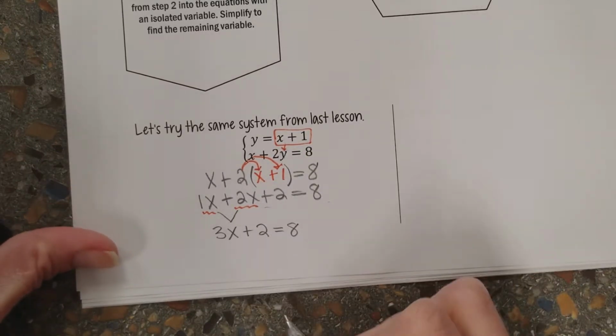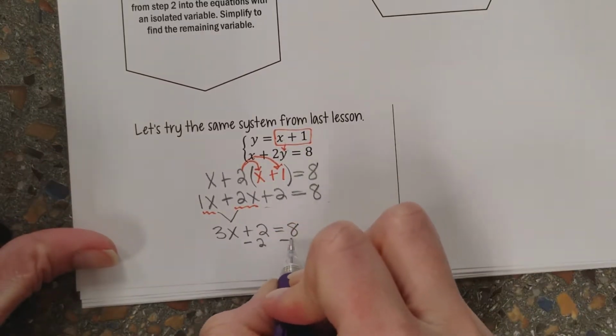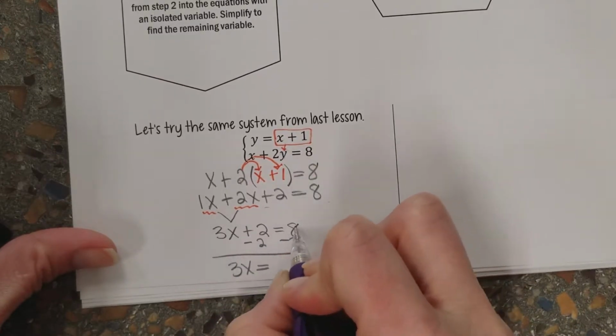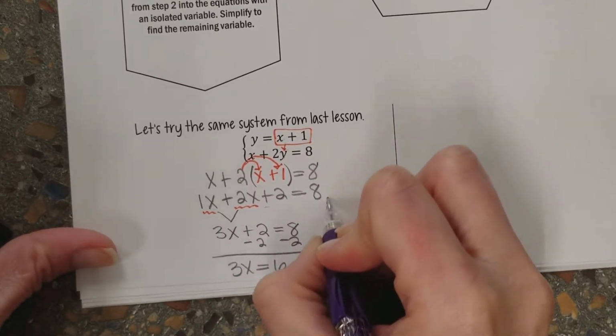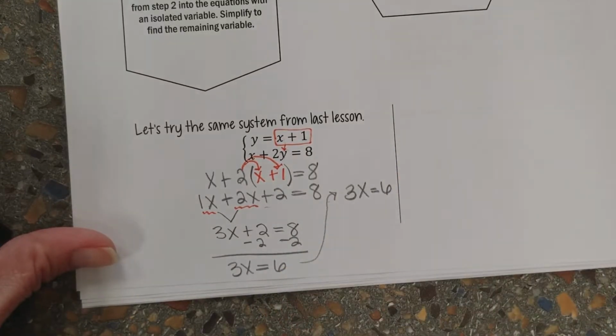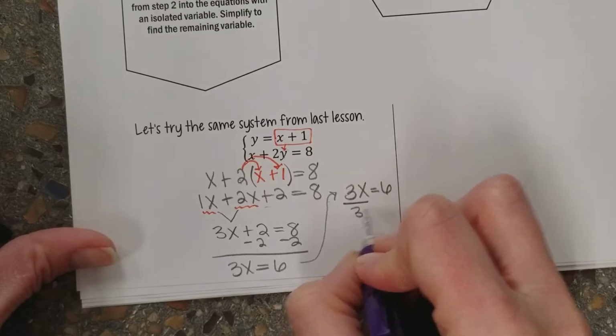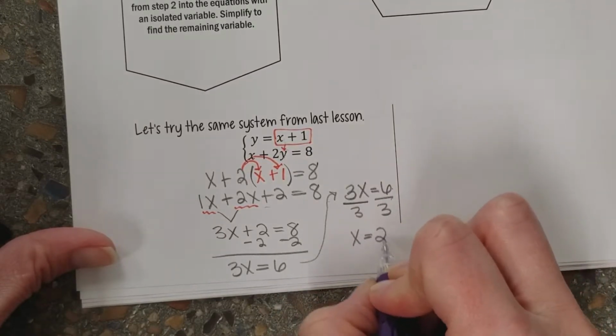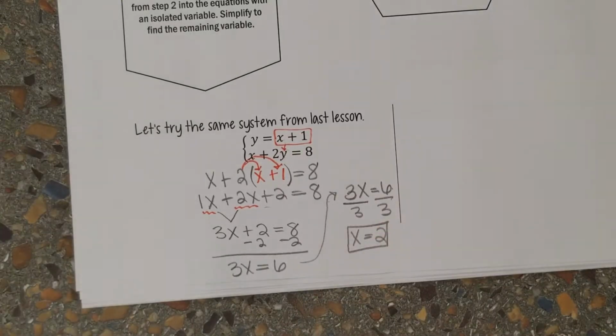In order to do that, we're going to subtract 2 from both sides. Okay, I get 3x equals, and 8 minus 2 is 6. I'm going to put this up here because I'm running out of room. So 3x equals 6. And then I'm going to divide by 3. x equals 6 divided by 3 is 2. Okay? So unfortunately, that's not all we have to do.